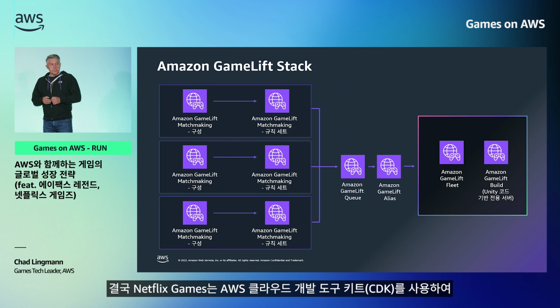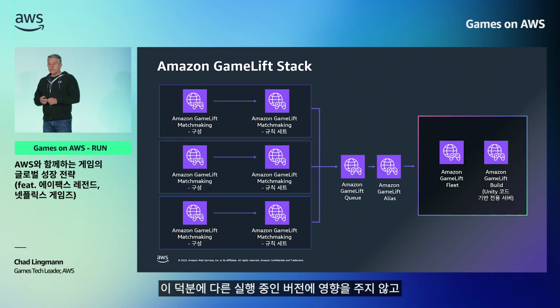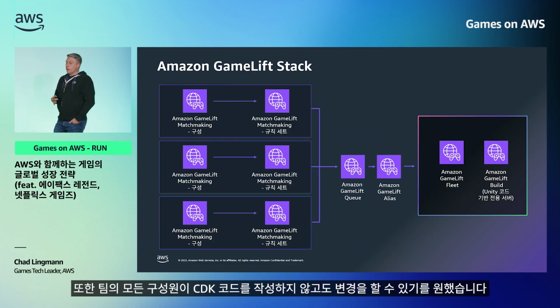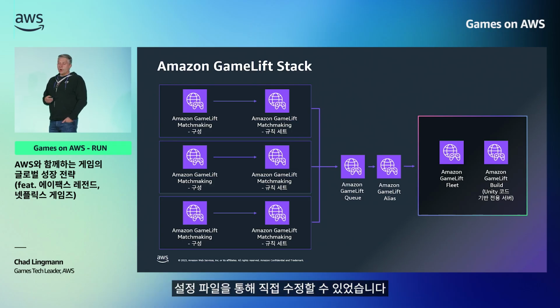Ultimately, the customer chose to use AWS Cloud Development Kit to model GameLift components for each version deployment of the full game stack. This allowed for separate version testing with no impact to other running versions. And now Netflix wanted every member of the team to have the ability to make changes without writing CDK code. Things like fleet instance types, number of processes per fleet instance, and locations were all updatable via a config file.